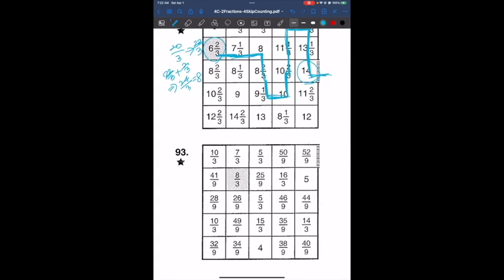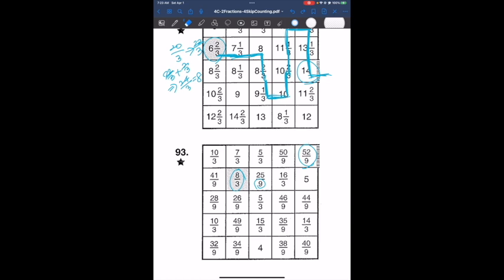Now we're on problem 93. So we're starting with 8 over 3, and then we're ending with 52 over 9. So the problem here is that we have different denominators, 3 and 9. So we want to kind of match it up. So I'm going to rewrite all fractions that have a denominator of 3 into a fraction that has a denominator of 9.